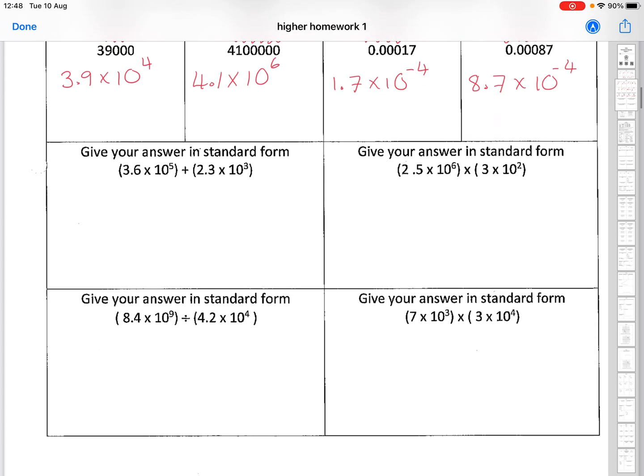Right, calculating in standard form. First one is adding. So when we're adding in standard form, we can just write our numbers out of standard form, add them, put it back in. So our first number goes 3, and then we need 5 numbers after the first because it's to the power of 5. So we've got 1, 2, 3, 4, 5.